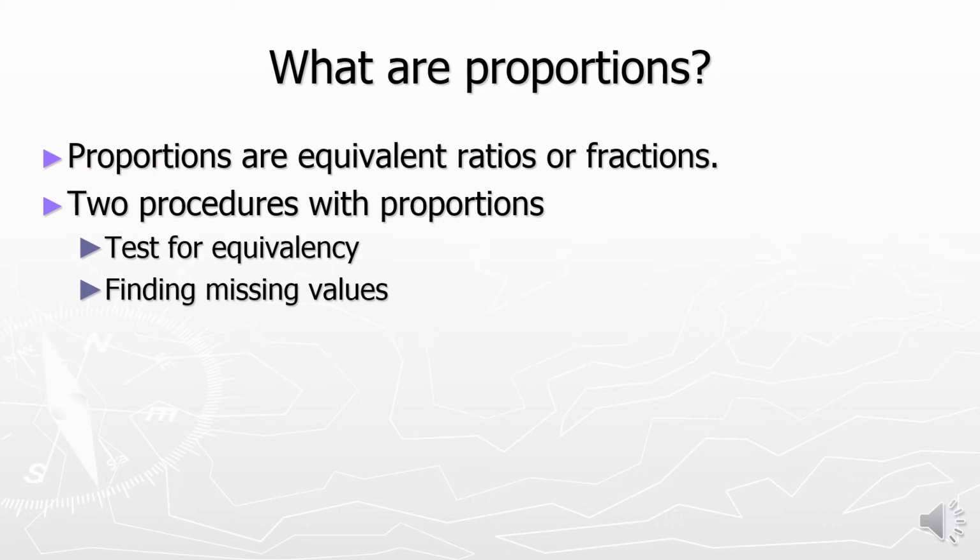There are two things that you can do with proportions. The first thing you can do is test for equivalency to see if the two fractions are equal. What you'll do most often is find missing values involved in proportions. What you'll be doing for your project is definitely finding the missing values, because you're going to need to do portion conversion for your recipes.